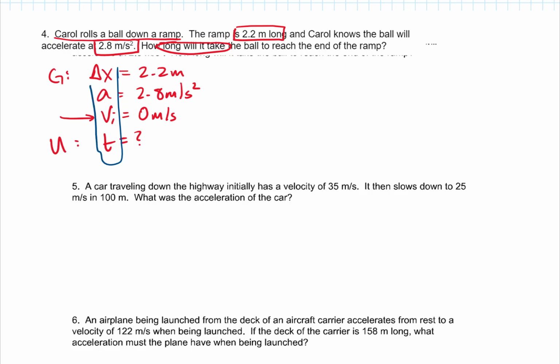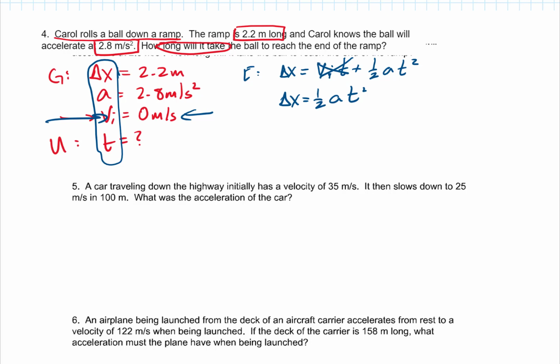Now, the equation that we're going to use has delta x, acceleration, initial velocity, and time in it. That equation is delta x equals initial velocity times time plus 1/2 acceleration times time squared. Now, since the initial velocity is 0, I can cross this term out. And that tells me that delta x is equal to 1/2 at squared.